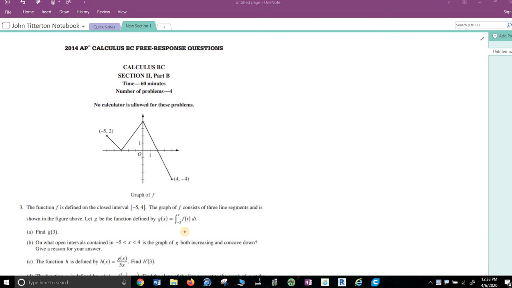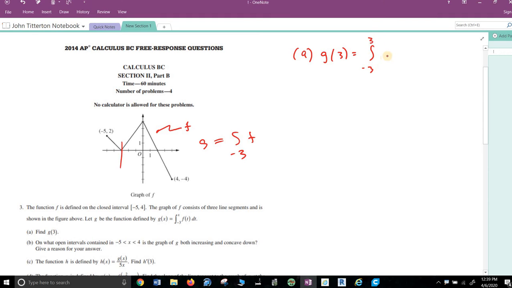G of x is the integral of this, and so this is f, and g is the integral of f. But they're very specific. They start at -3, and that is right there. So that's kind of important info to know. They say find g of 3. And so we write it out because they're going to want us to write it out, and put the dummy variable in, the f of t dt.